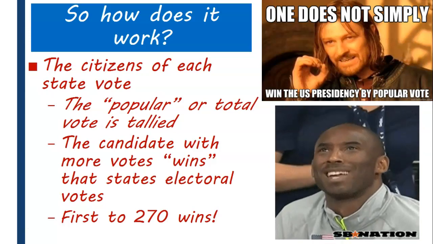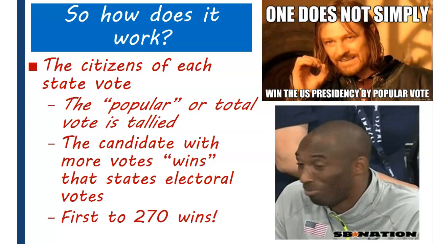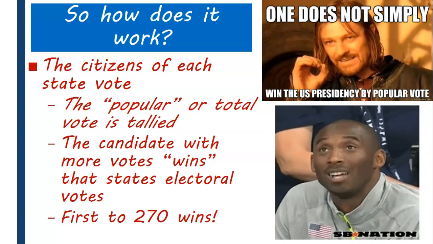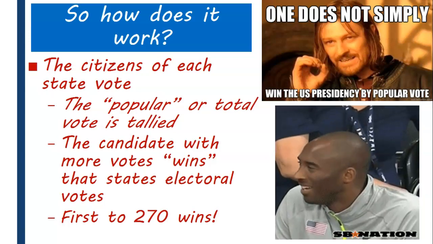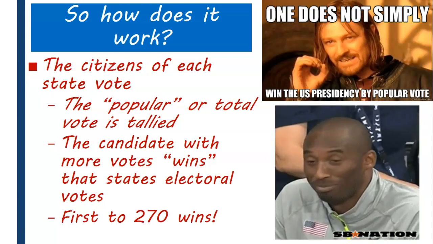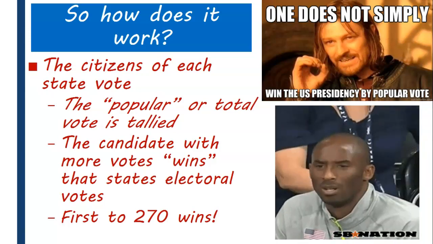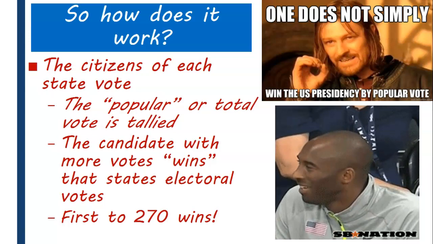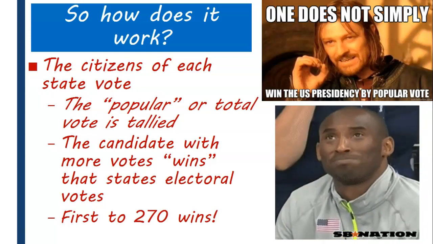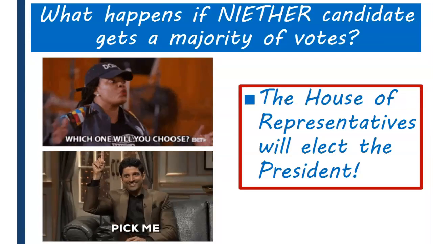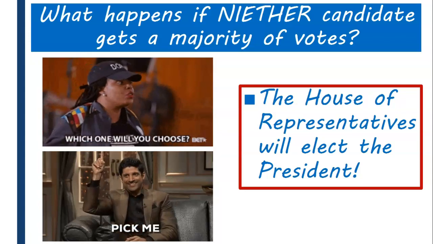Now, the way our government is structured right now, essentially 2 candidates have a chance at winning. We'll see if that changes anytime soon, but right now it's either going to be a Republican or a Democrat, and obviously we have Joe Biden, the Democrat, going against Donald Trump, the Republican, this year. The candidate with more votes in that state wins that state's electoral votes, and the first to get to 270 votes, or if you want to think of it like a game, points, becomes the next president of the United States.